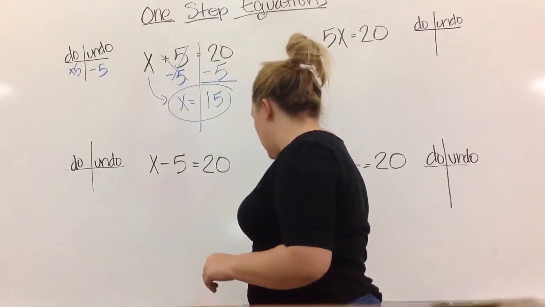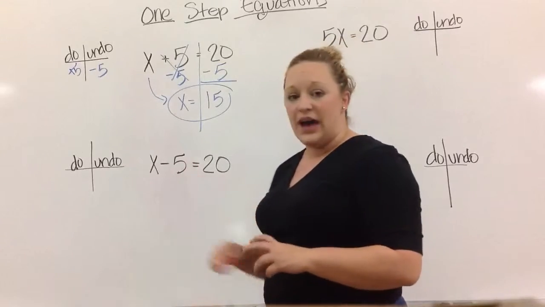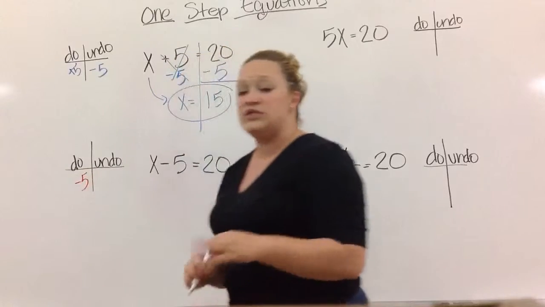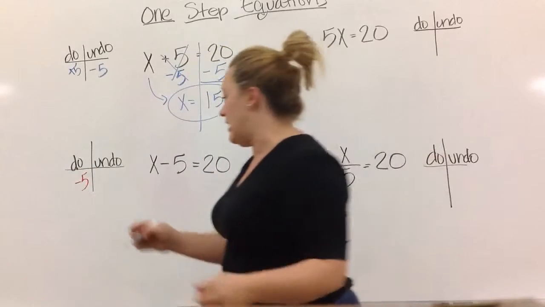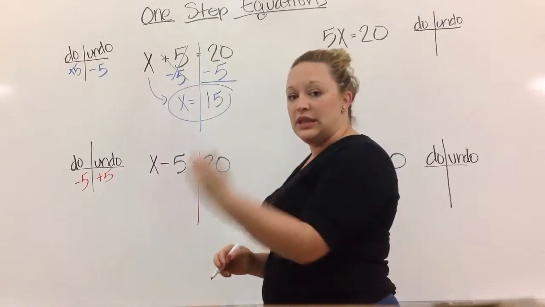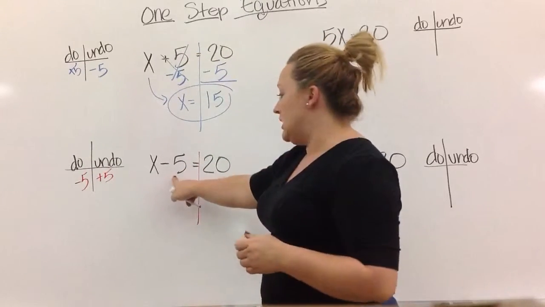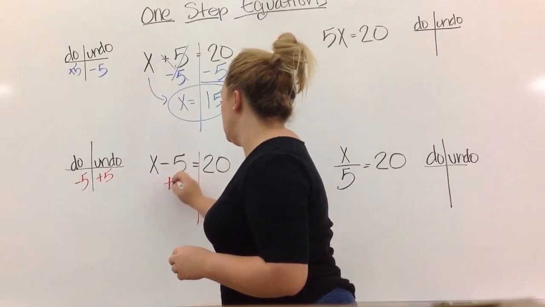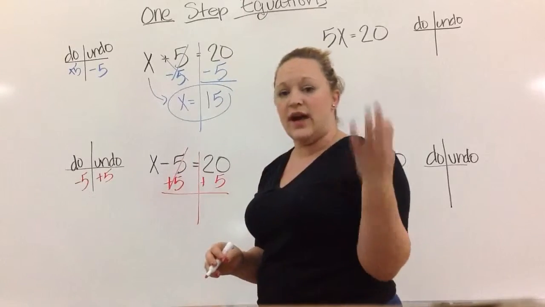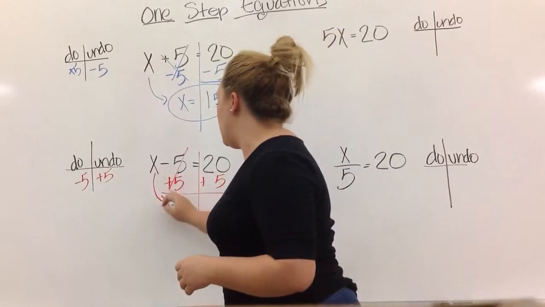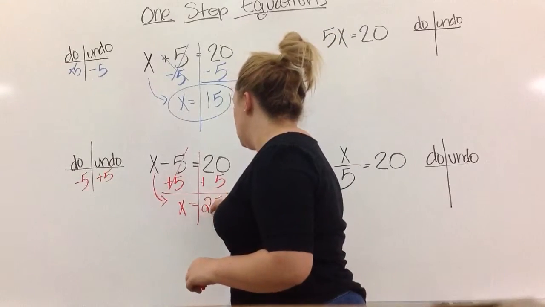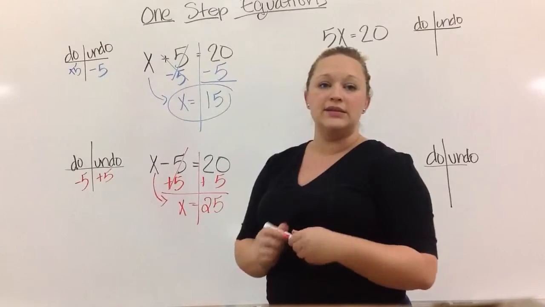Now here, if you notice, it says x minus 5. So what's being done is x is being subtracted by 5. We have to do the inverse, which would be to add 5. We're going to draw our line on our equal sign, and whatever we do to the left of the equal sign, we're going to do to the right. So to get rid of subtracting 5, we add 5. Negative 5 and positive 5 would cancel, and I'm going to be left with x equals 20 plus 5 is 25. Therefore, x equals 25.